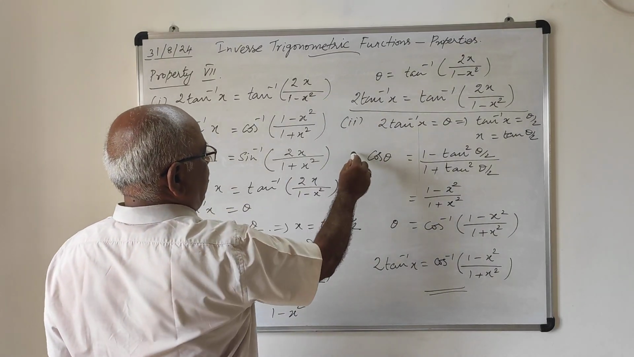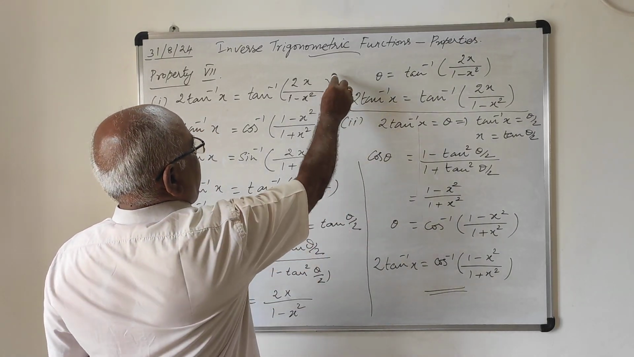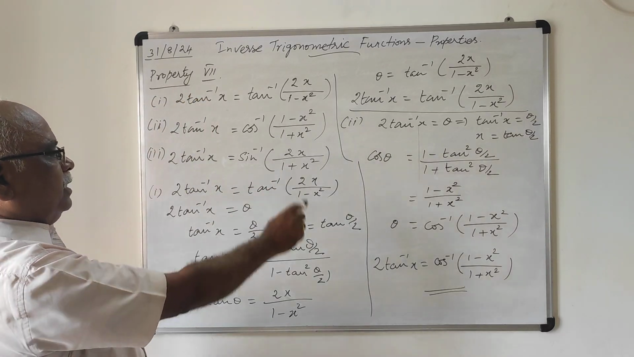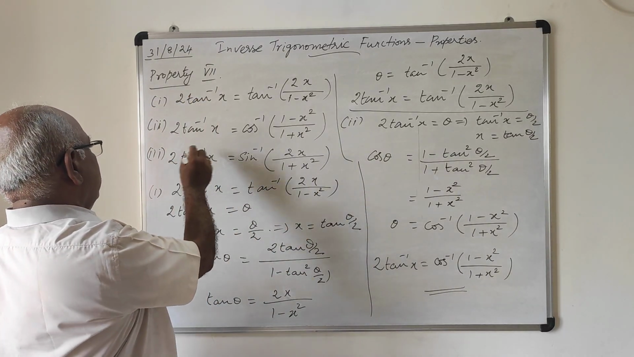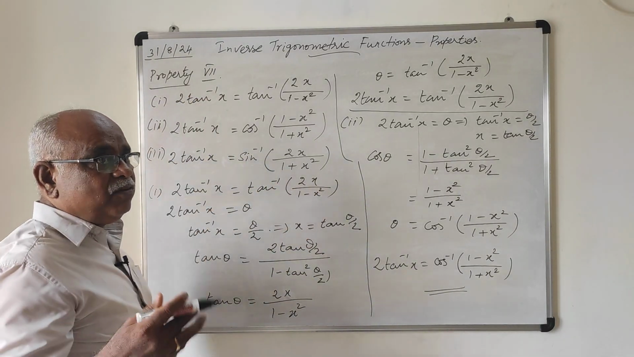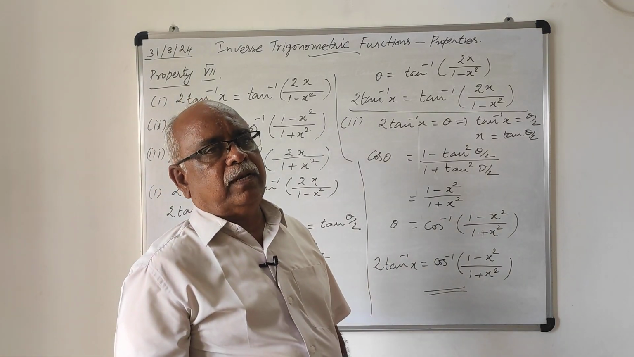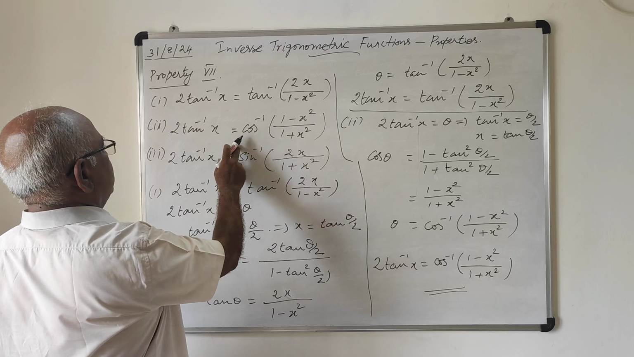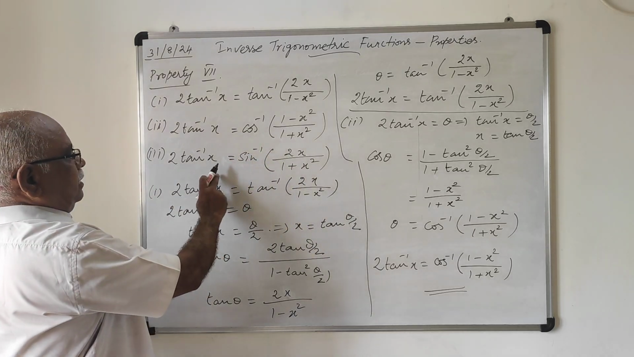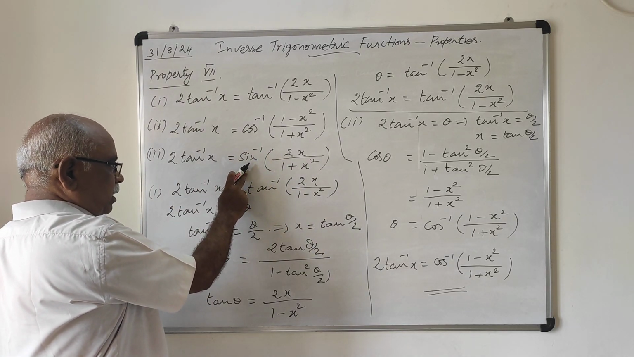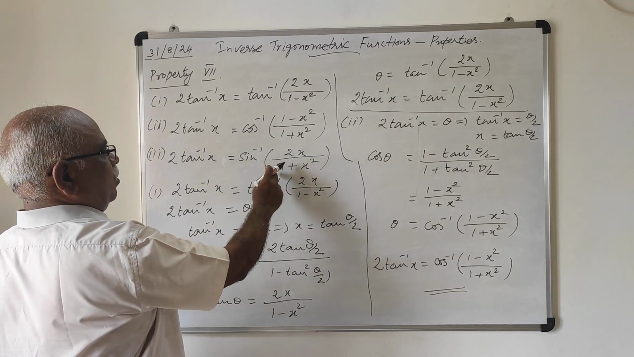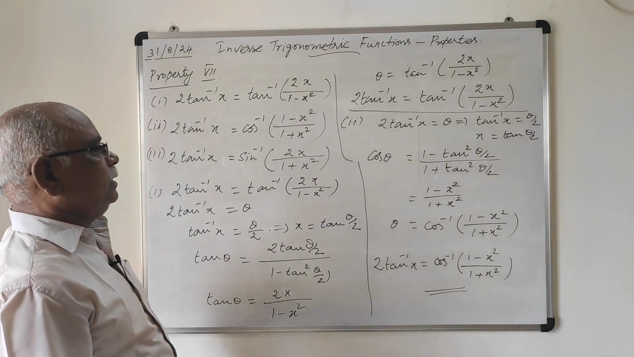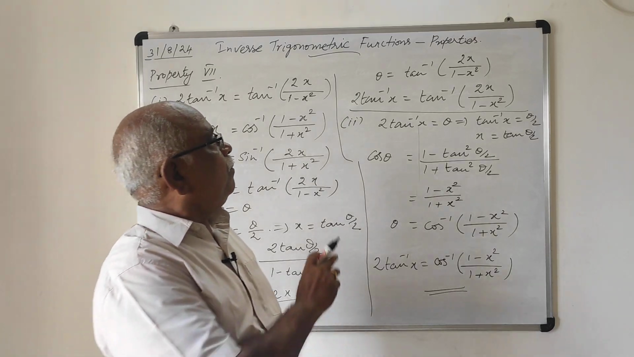So like that, we derived property 7. The first result I derived, the second result I derived. You can derive the third result using the sine formula: sine 2 theta equal to 2 tan theta by 1 plus tan square theta by 2. You apply that formula, sine 2 theta in terms of tan, and that will give you the third result. That's all about property 7.